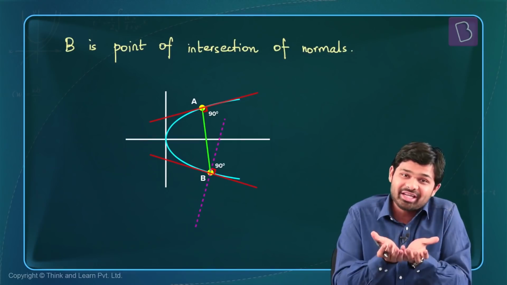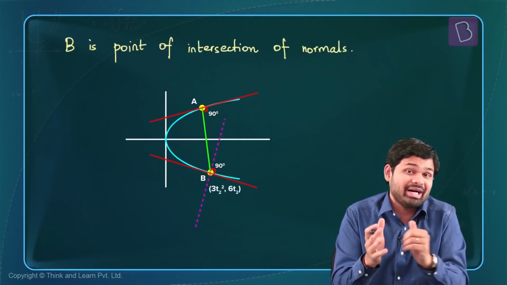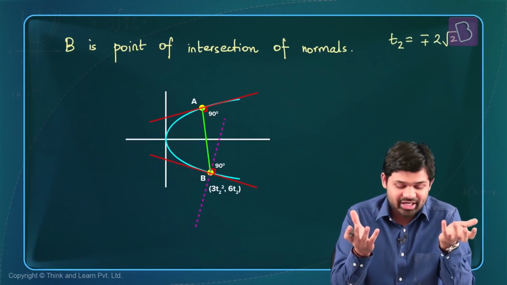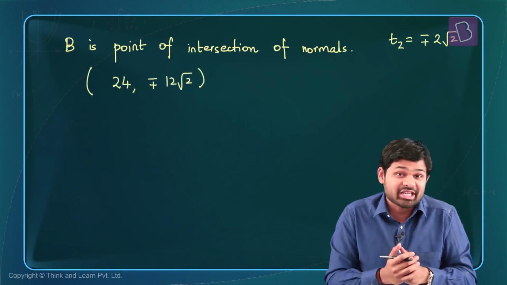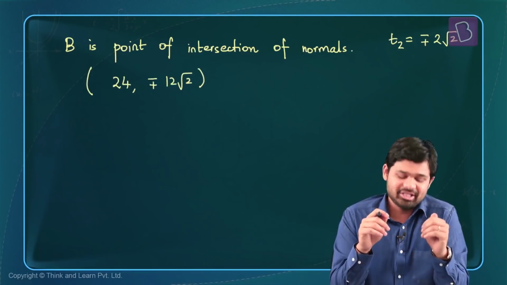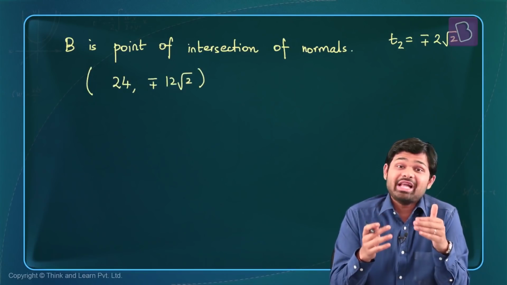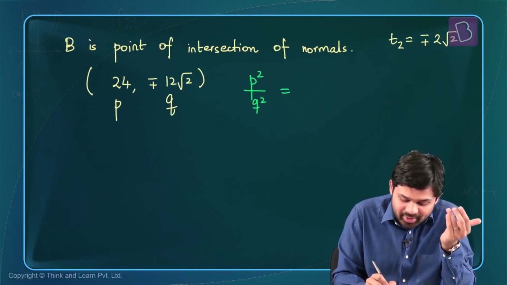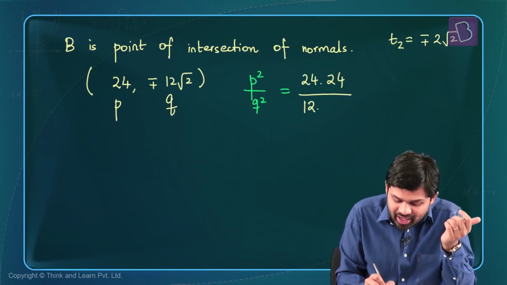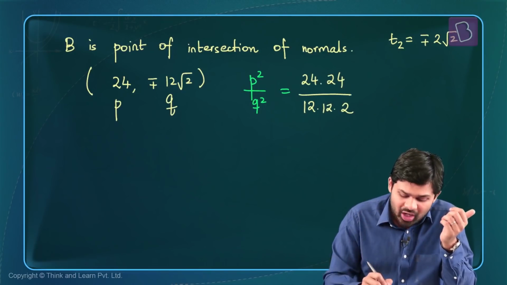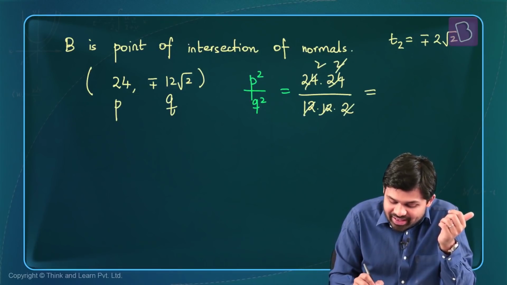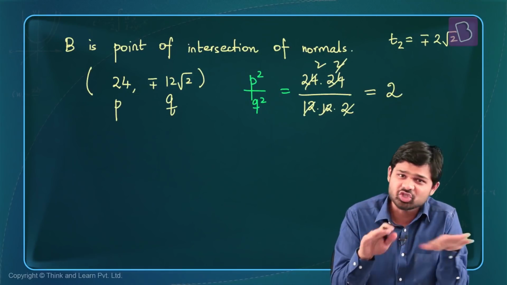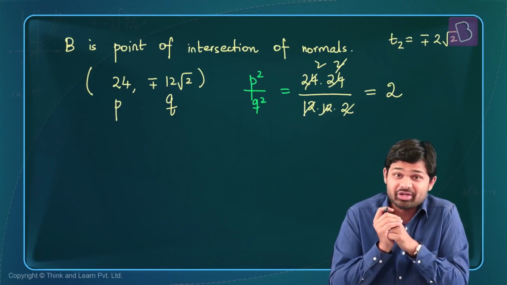So this means that the coordinates of point B was nothing but 3t2 square, 6t2. So just substitute the value of t2 there and I will get the coordinates of point B, which is nothing but the point of intersection of the two normals as 24, minus plus 12 root 2. We have to find out the value of p square upon q square. This is p, this is q. So p square upon q square is going to be 24 times 24 divided by 12 times 12 times 2, because root 2 square is 2. So this is going to be simplified and I will get the value of p square upon q square to be equal to 2. Immediately mark 2 if one of the options given is 2, and you can actually stop here if you're not interested in moving further.